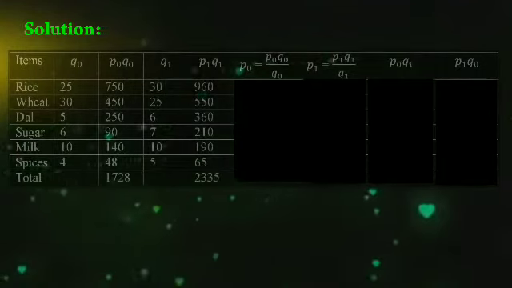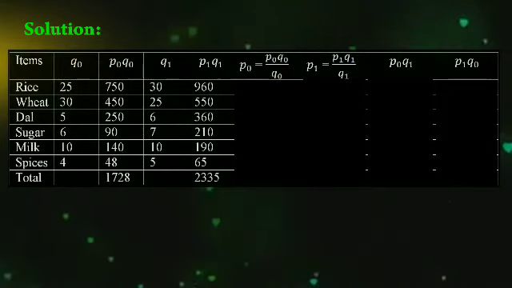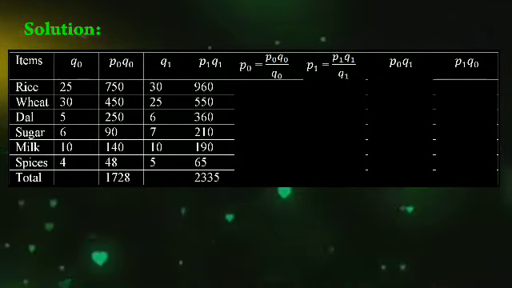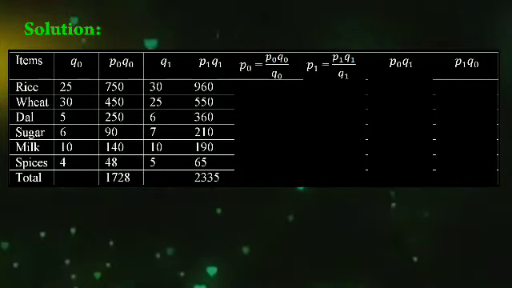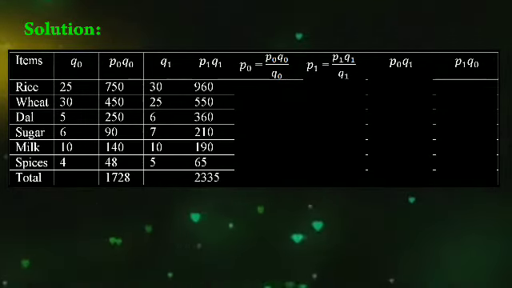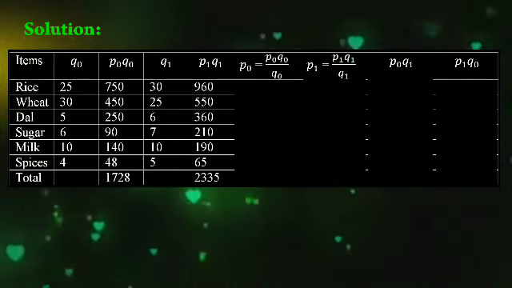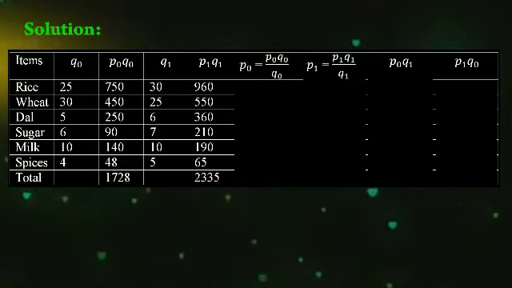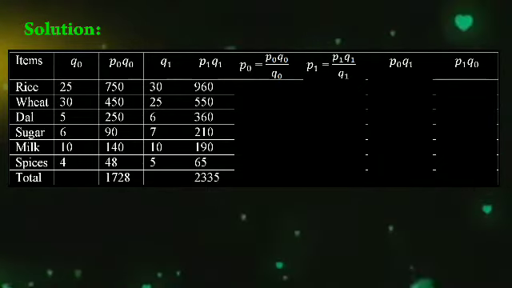Clear? In the solution part, first write the formula, that is value equals price into quantity. So P0 Q0, so for the base year you should find the price value. So price equals value divided by the quantity. So for the base year, P0 equals P0 Q0 divided by Q0. Similarly, for the current year, P1 equals P1 Q1 divided by Q1. After that, draw one more table in the solution part. Consider all the given items, and include one more row to find the total values.